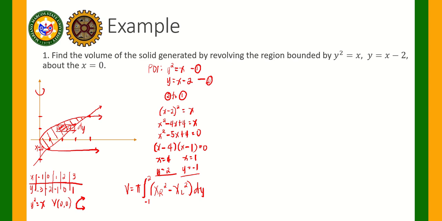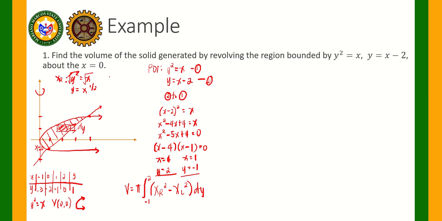So, what is our xr? Ang xr natin is yung parabola natin. So, y squared equal to x. So, if we are going to compute for x, of course, we need to take the square root of this one. So, we will have y equal to x raised to 1/2.